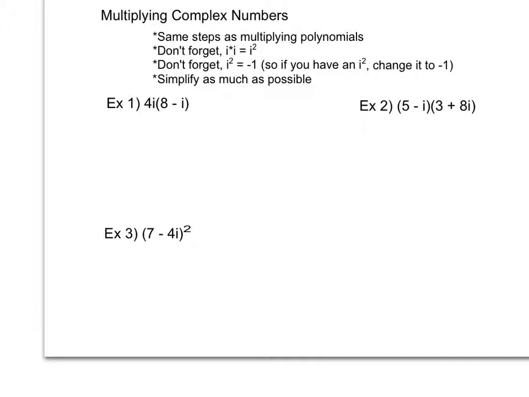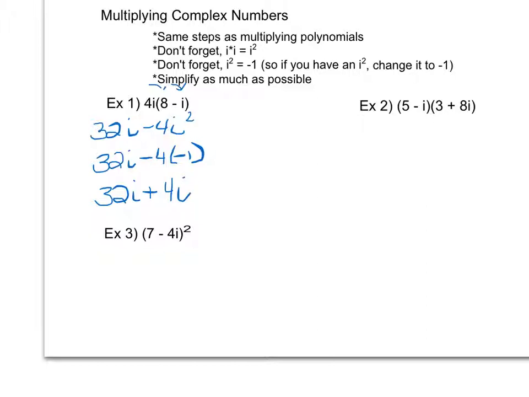So looking at this first example, I notice I have this 4i out front, so I'm going to go ahead and distribute that in, and when I do, I get 4i times 8 is 32i, and 4i times minus i is minus 4i squared. As I stated up above, I squared is the same thing as negative 1, so I do get 32i minus 4 times negative 1. Negative 4 times negative 1 just becomes plus 4. I don't need that i. So I get 32i plus 4 as my final answer.